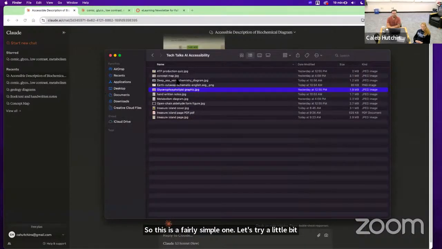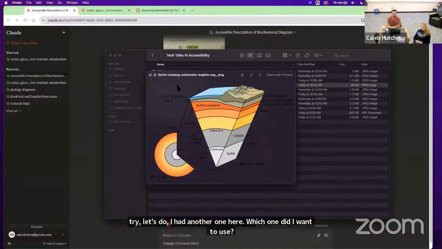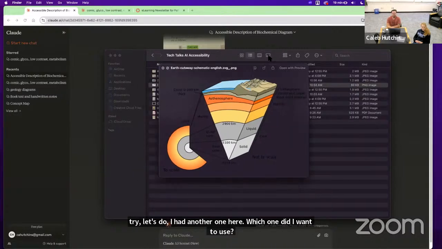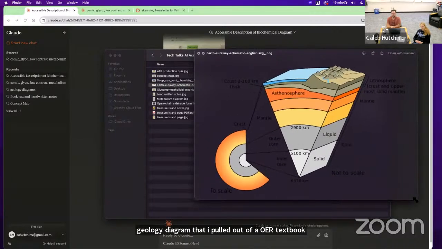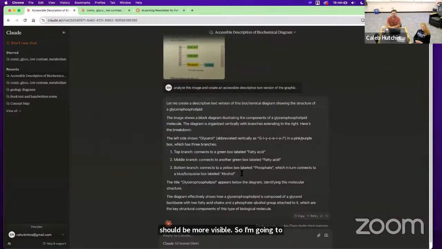Let's do, I had another one here. Which one did I want to use? Let's try this one right here. This one is a geology diagram that I pulled out of a OER textbook. I think it actually comes from Wikimedia. This one has a transparent background, so it's hard to read all this, but when you upload it, that should be more visible. So I'm going to upload this one, and I'm going to see what it does.